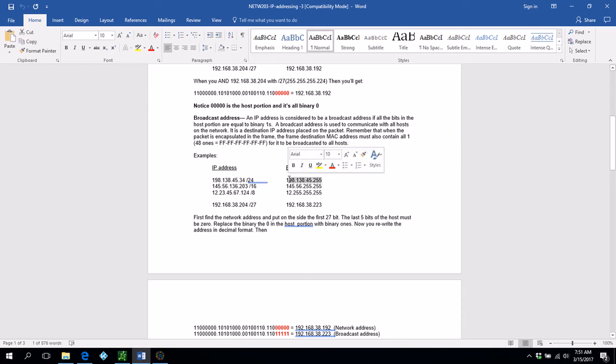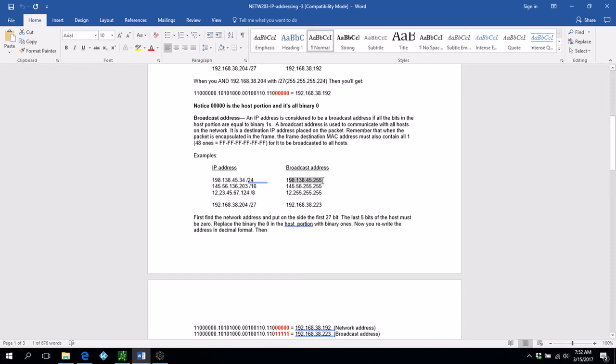So this address again, 198.138.45.255, cannot be assigned to a host. Why? Because this is the address that any device in the network 198.138.45 can stamp as the destination on a packet, and when it sends it out, everyone in the network 198.138.45 will receive that packet. That's a broadcast address.